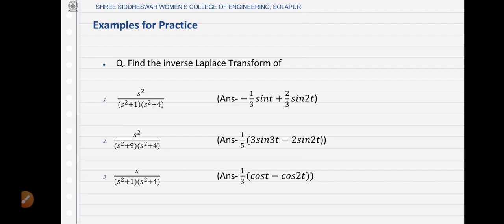And the third example is having the term s in the numerator. Please check whether you can solve this example using this method or not. If not, try to solve it using the type 1 example method.